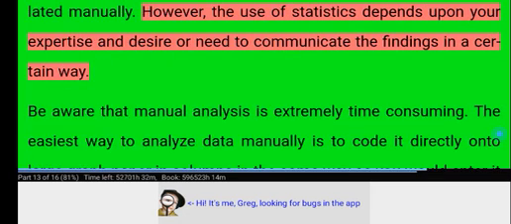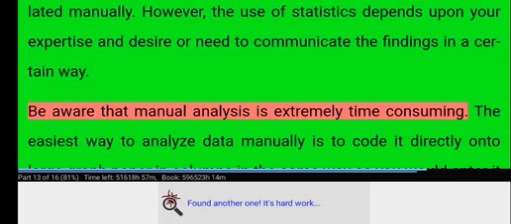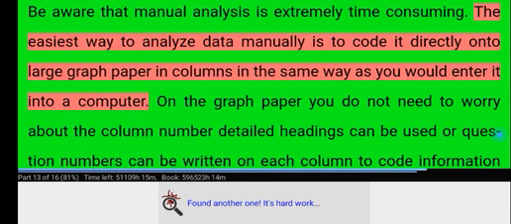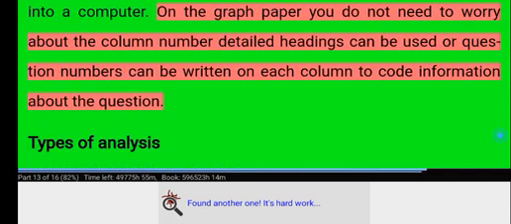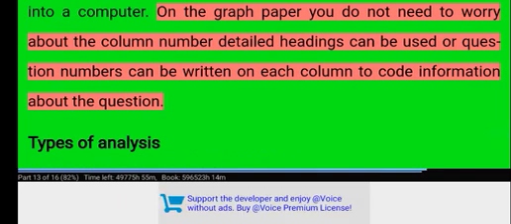However, the use of statistics depends upon your expertise and desire or need to communicate the findings in a certain way. Be aware that manual analysis is extremely time-consuming. The easiest way to analyze data manually is to code it directly onto large graph paper in columns in the same way as you would enter it into a computer. On the graph paper you do not need to worry about the column number. Detailed headings can be used or question numbers can be written on each column to code information about the question.